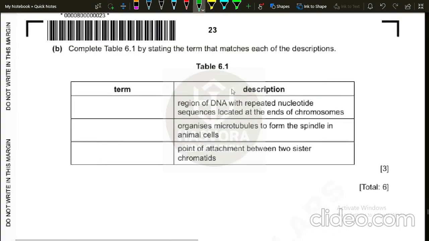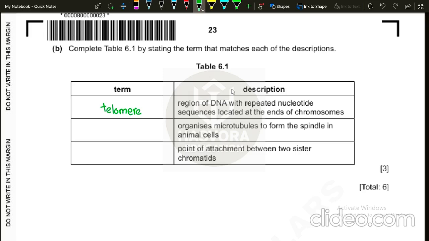Then we have the B part, which says complete table 6.1 by stating the term that matches each of the descriptions. The region of the DNA with repeated nucleotides, sequences located at the end of the chromosome. So this will be your telomere, because we know that the non-coding sequence of nucleotides at the end of the chromosomes prevents the important information on the DNA from being lost. As in DNA replication, we have studied that the ends of the chromosomes are lost after each replication. So the telomeres are there for this purpose.